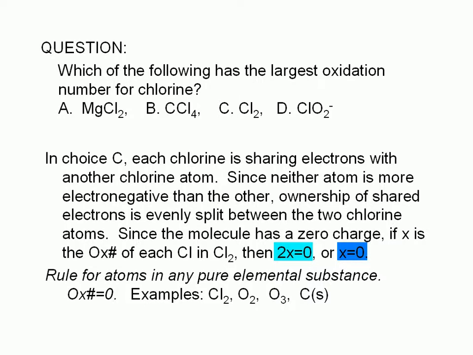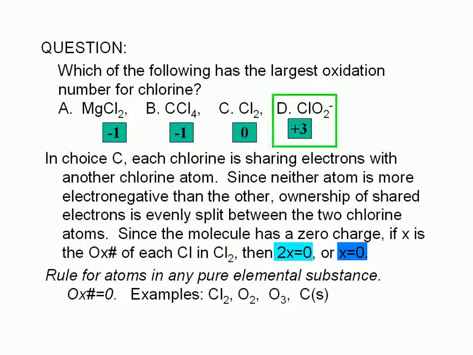To summarize, we found the oxidation numbers of chlorine to be -1 in choice A, -1 in choice B, 0 in choice C, and +3 in choice D. The species in which chlorine has the highest oxidation number is chlorite.